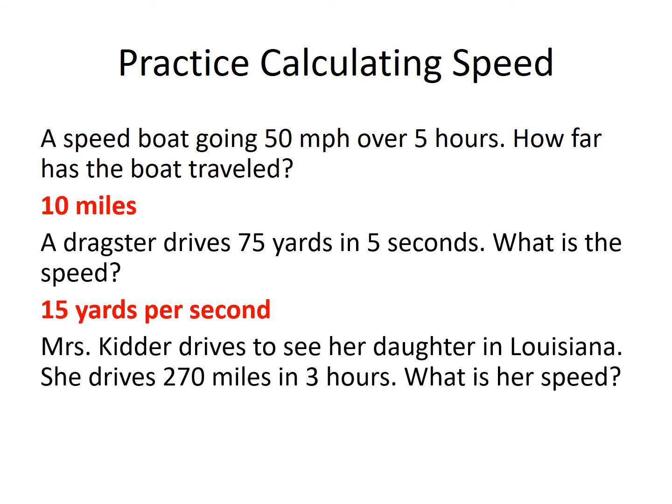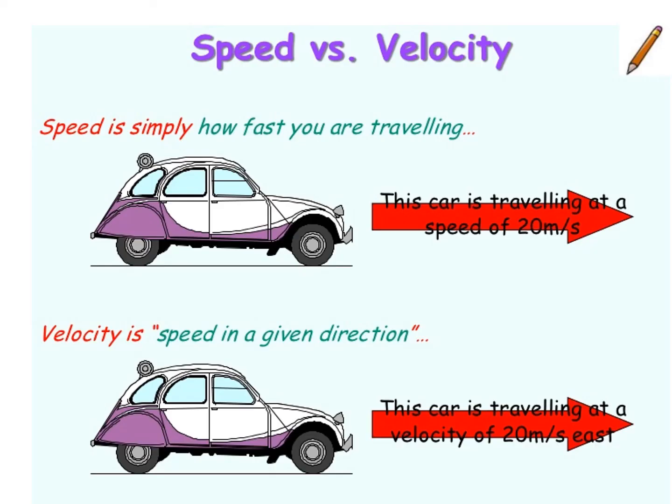Alright, so Miss Kidder drives to see her daughter in Louisiana. She drives 270 miles in 3 hours. What is her speed? Her speed is 90 miles per hour. And yeah, that's about right.